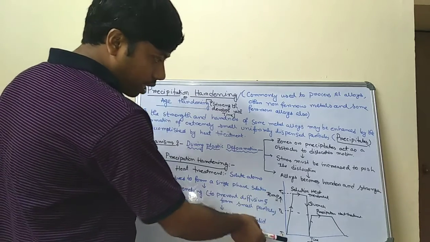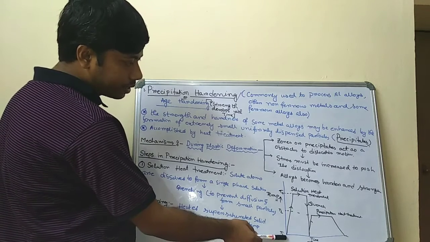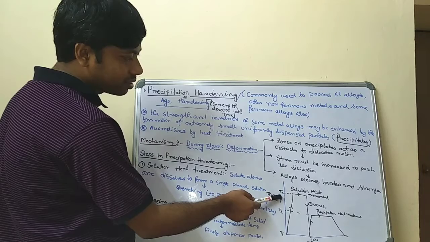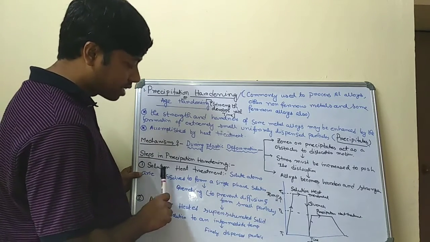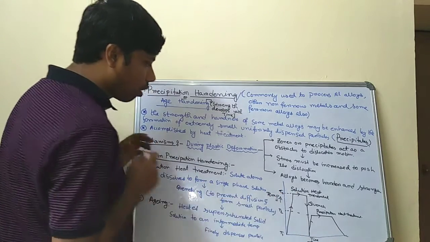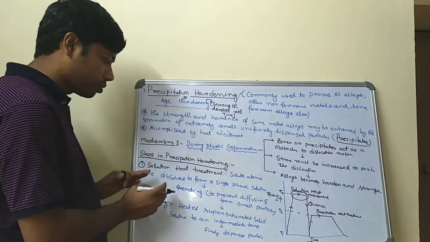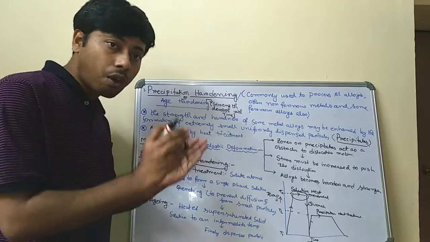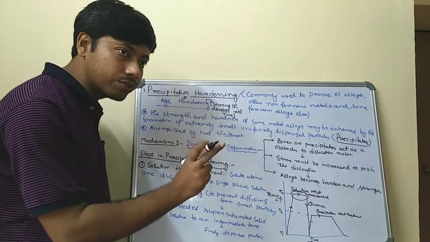If you look at this temperature-time plot for the heat treatment process, this is the starting point. If you heat the material to a particular temperature, suppose the solution heat treatment temperature is T0, at this temperature all the solute atoms dissolve within the solvent to form a single phase solution. So in this temperature region, one single phase solution is there.